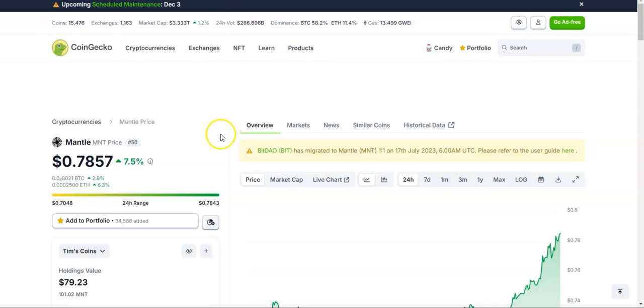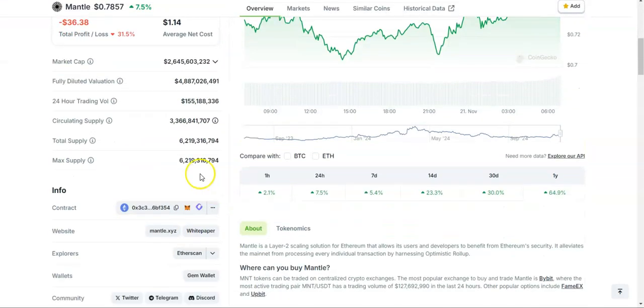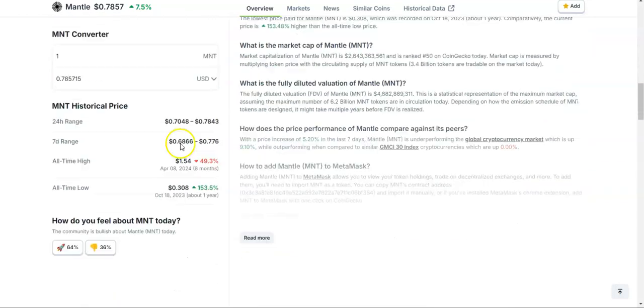Looking at the token itself, there is 6.2 billion of this coin. That's not too much, guys. And that's a max supply. I guess they've already created this max supply themselves. And roughly about half of that, I guess, is out. So anyways, all-time high for this coin is $1.54, guys. All-time low is 30 cents.